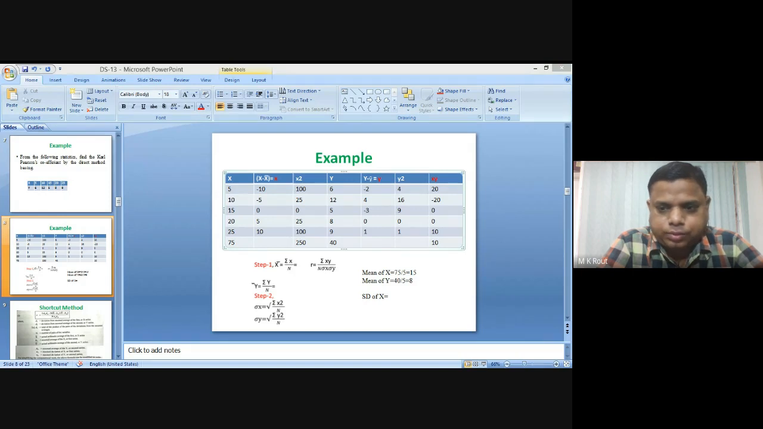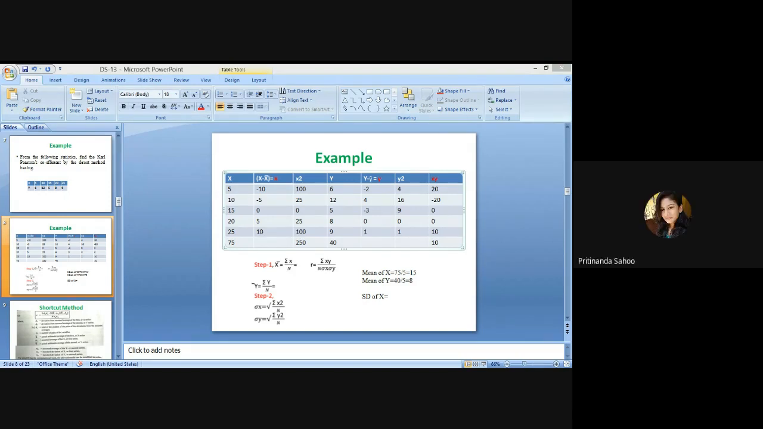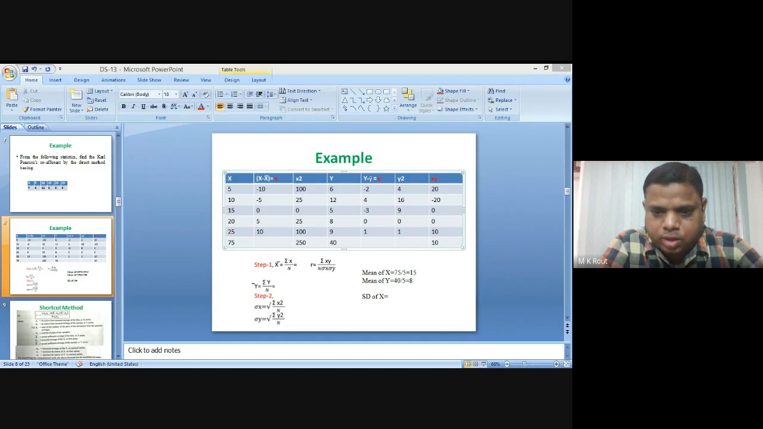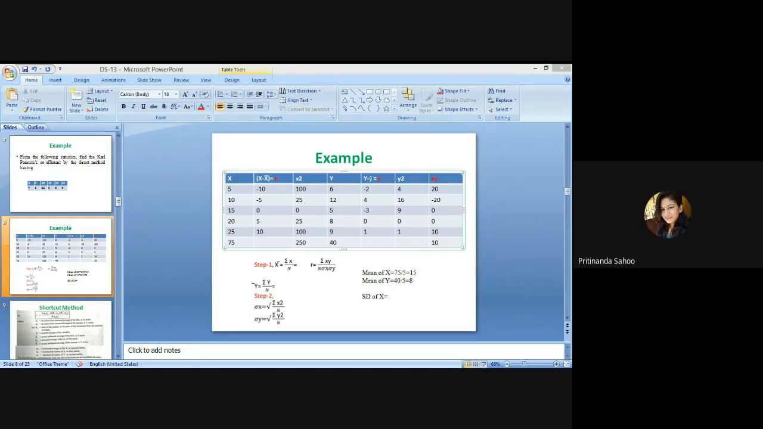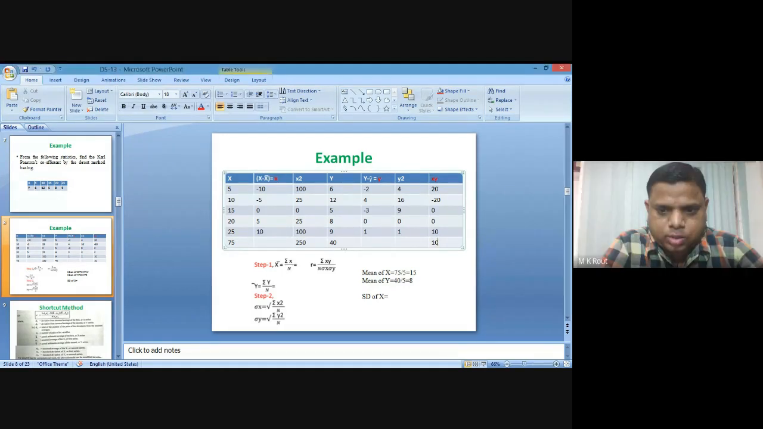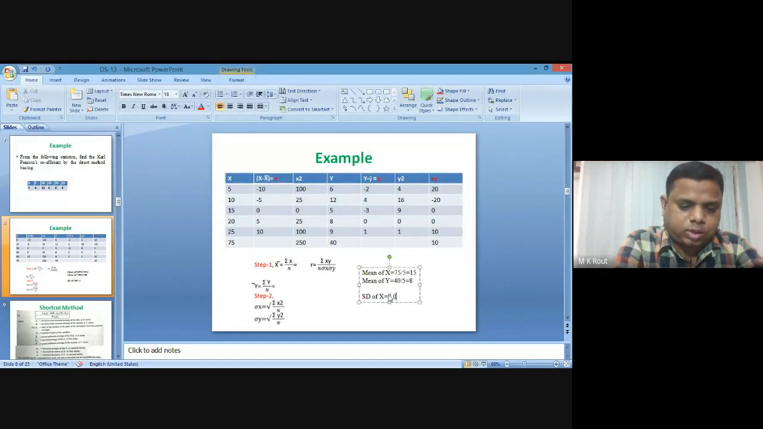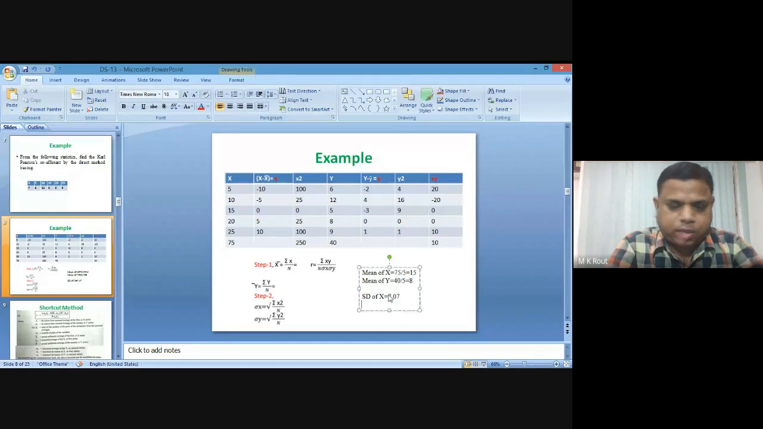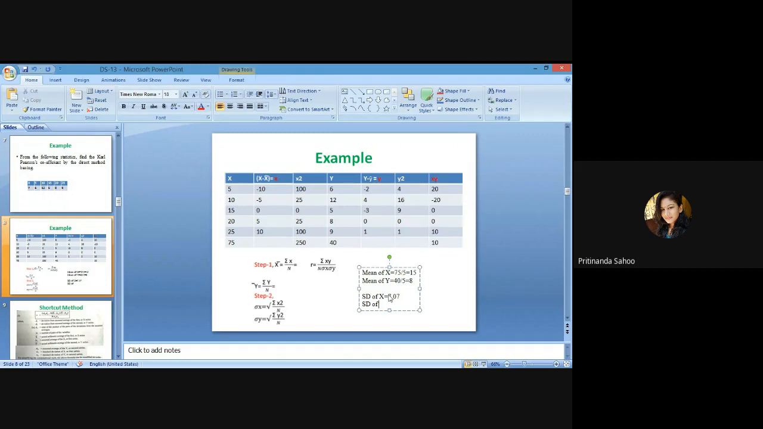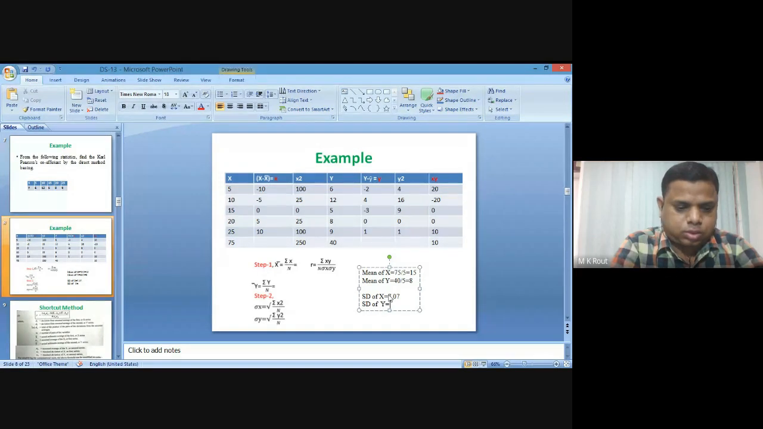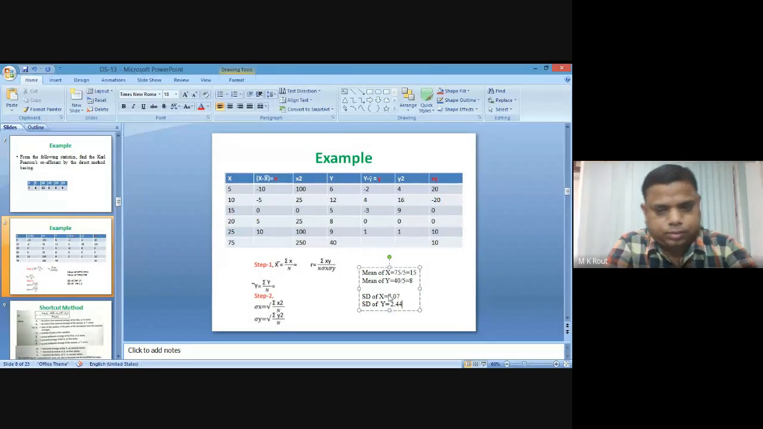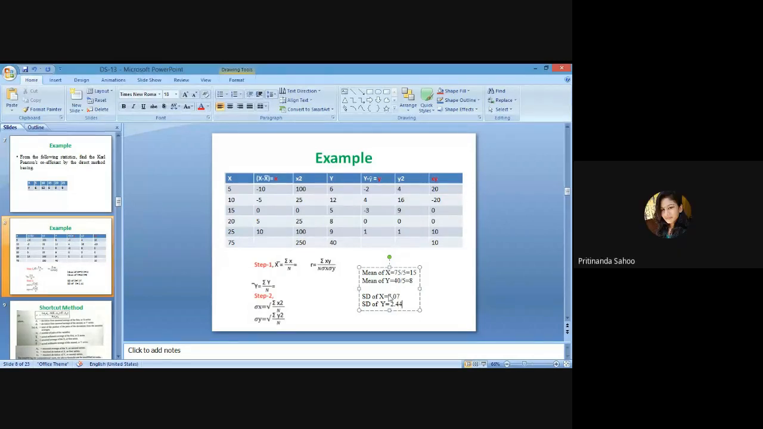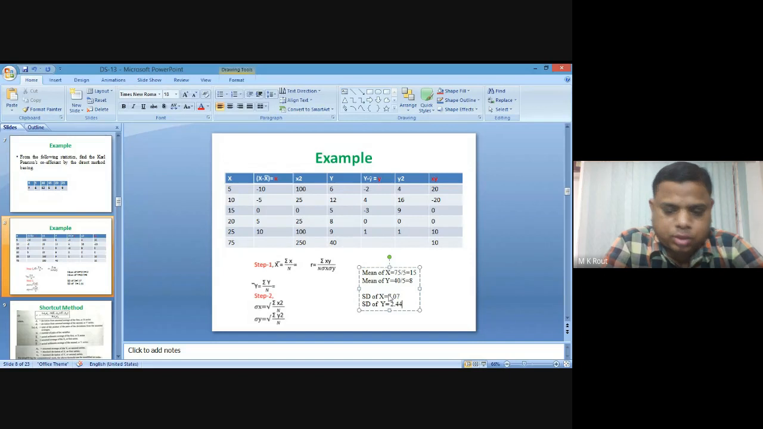Pritinanda Sahu. Yes, sir. What is your answer for standard deviation of x? Sir, 7.07. 7.07. I just write here 7.07. Similarly, what is the standard deviation of y? 2.45. 2.44. Okay, you can take 2.44 also.